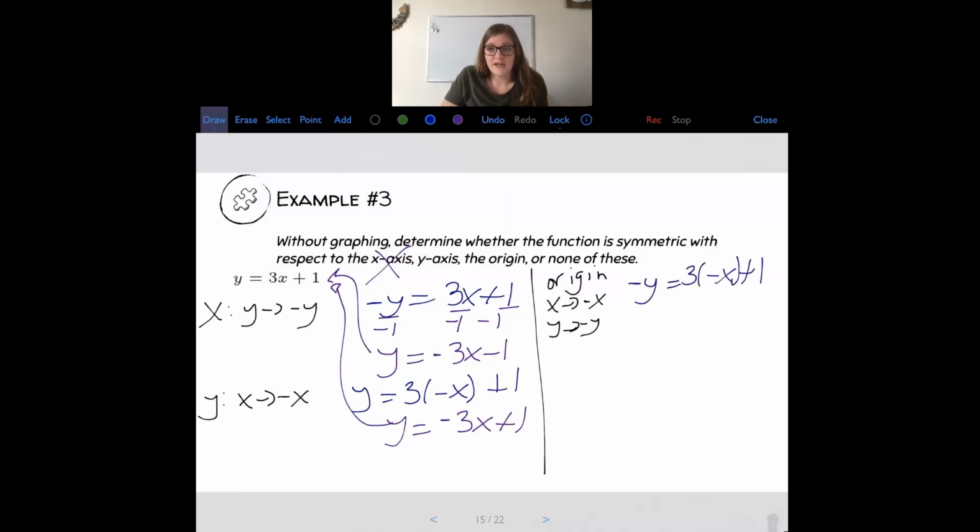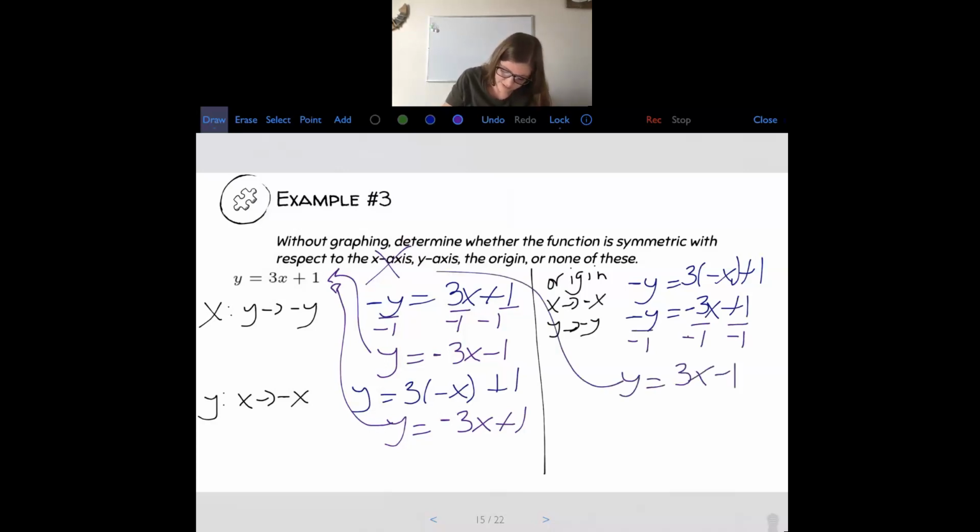So we simplify everything and we solve for y. So we have negative y is equal to negative 3x plus 1. Solve for y by dividing both sides by negative 1. And we have y is equal to 3x minus 1. Compare it to the original, not the same, so this is symmetric with respect to none of these.